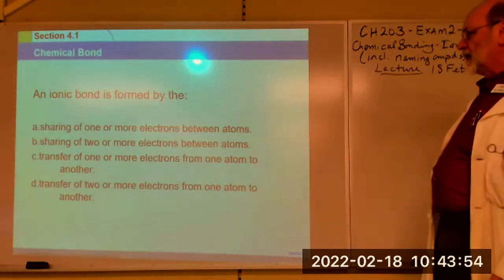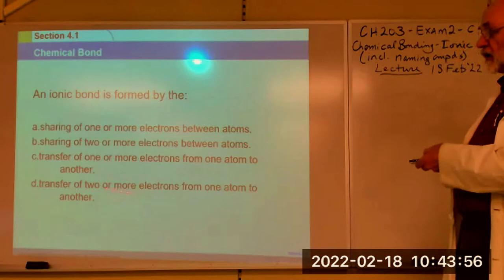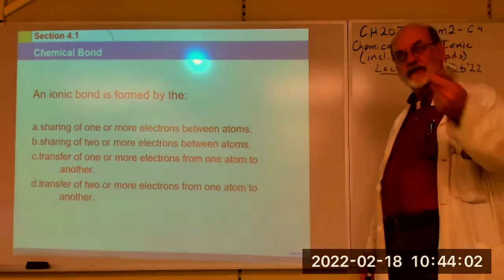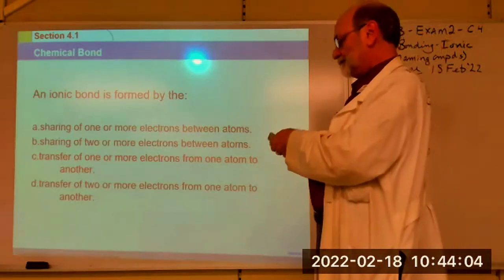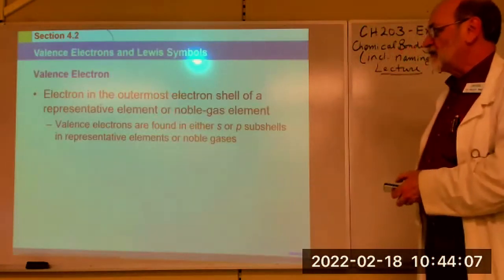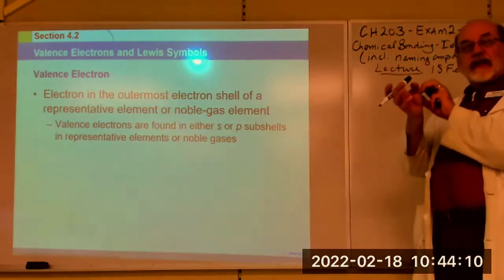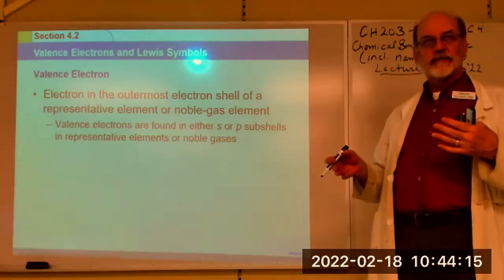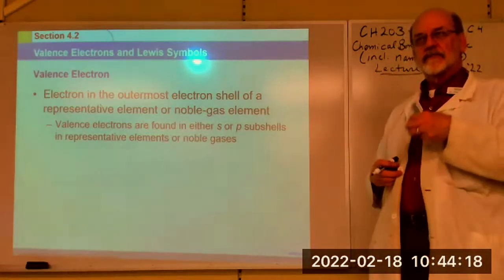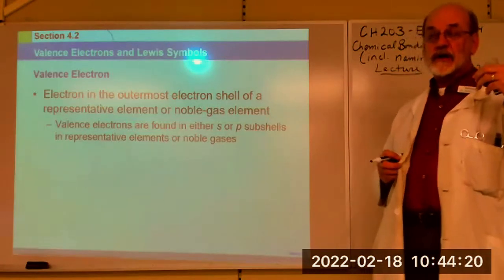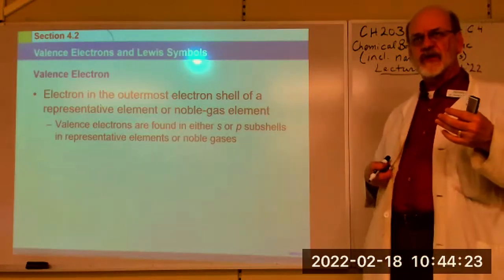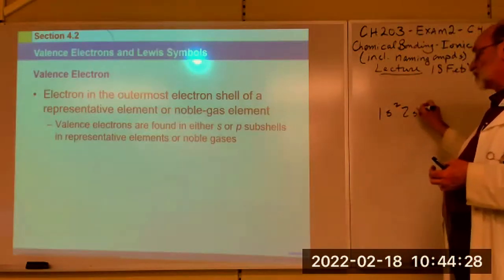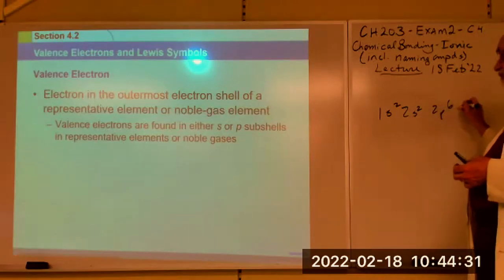Okay, an ionic bond forms when one or more electrons are transferred from one atom to another. And that always occurs between metals and nonmetals. Okay, what's a valence electron? It's any electron in the outermost energy shell. So when we did electron configurations for atoms, and I'm pretty sure we did, where we had like 1s2, 2s2, you remember that? 2p6, and so forth.